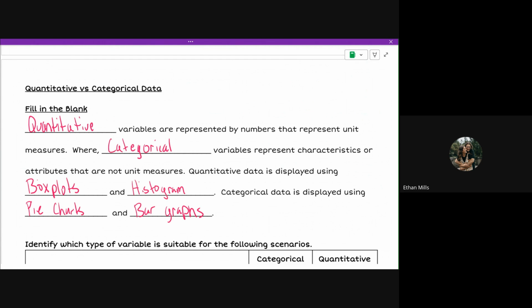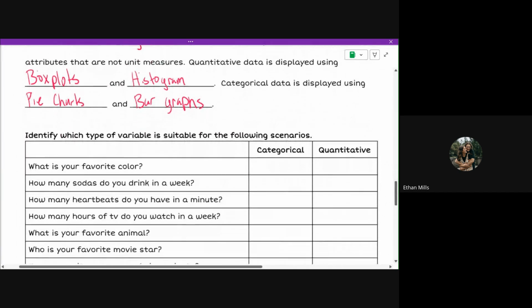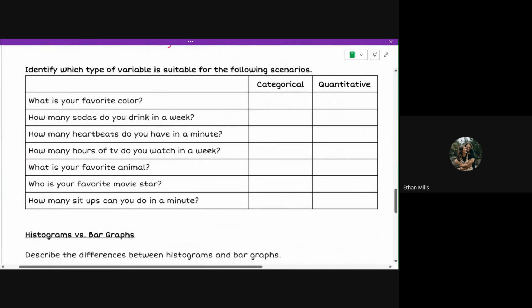Now we're going to scroll down just a little bit and work on this table. It tells us to identify which type of variable is suited for the following scenarios. So it's basically asking, if you were to ask people these questions, what type of data would you get back? Categorical or quantitative? The first one says, what is your favorite color? Well, if I said my favorite color was purple and I asked a bunch of other people what their favorite color was, no one's going to give me a number. So therefore, it's going to be categorical data.